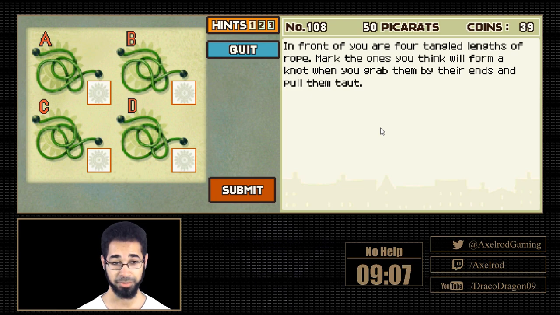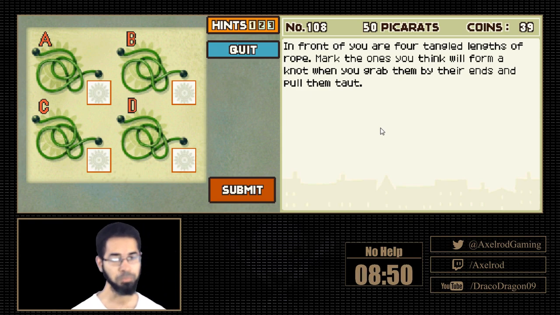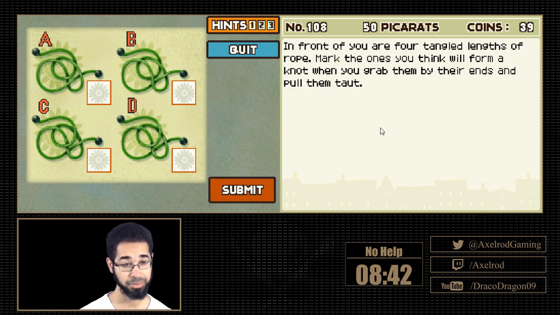It's not C. I can't even tell what's going on with C. Oh, I see how it's doing that. Okay, so it could actually be C. C looks like a knot to me. D does not look like a knot to me.